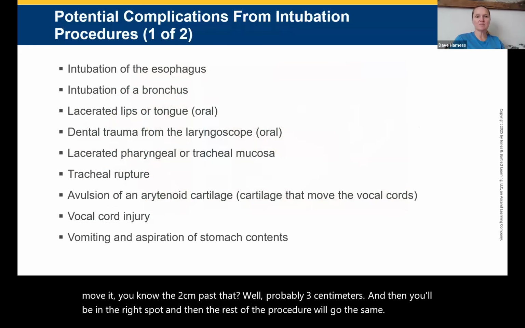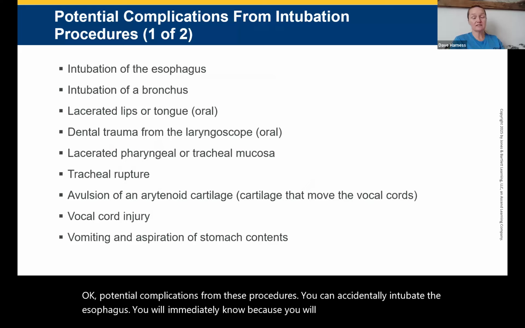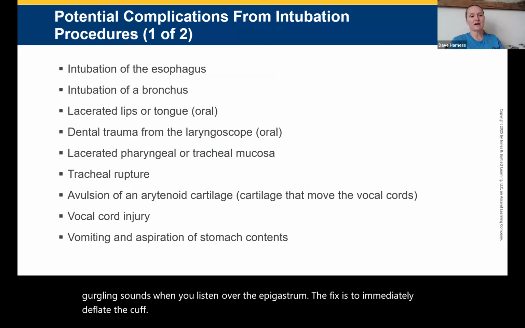Okay, potential complications from these procedures. You can accidentally intubate the esophagus. You will immediately know because you will hear gurgling sounds when you listen over the epigastrium. The fix is to immediately deflate the cuff, remove the ET tube, provide breaths through a BVM, and get your patient back to as stable as possible.